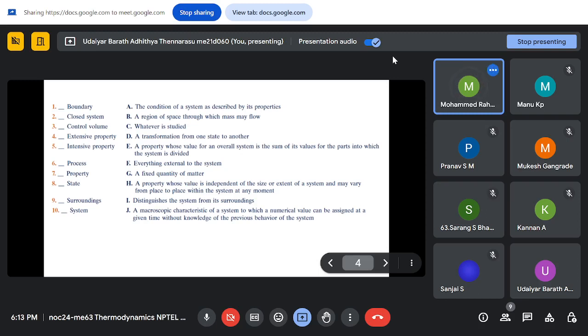Excuse me, sir. Is there any difference between closed system and control volume, sir? Yeah, in a closed system you don't have any interaction of mass. There is no flow of mass through it. In control volume you can have a mass transfer. Okay, sir. Yeah, we'll see some examples. It will be even more clear. If you are not clear with that, you can ask again.